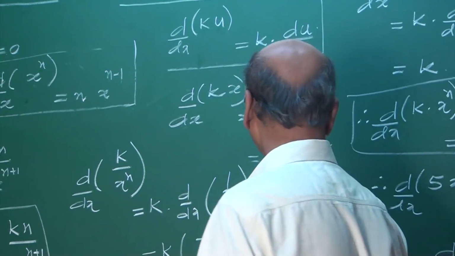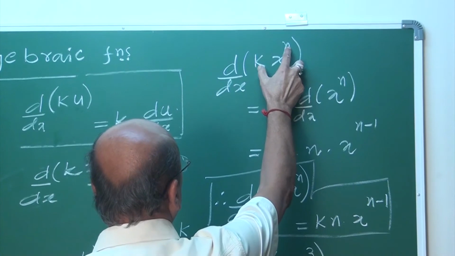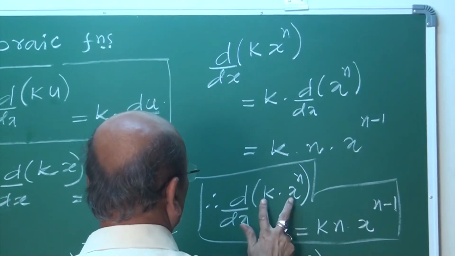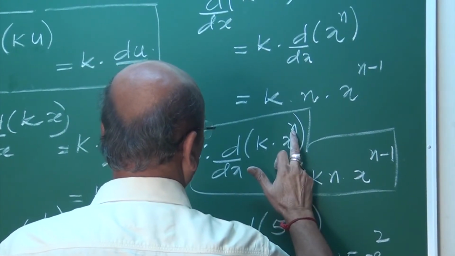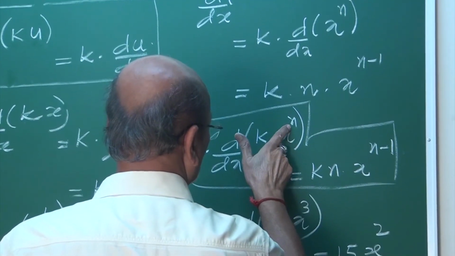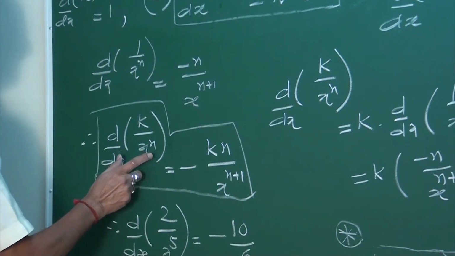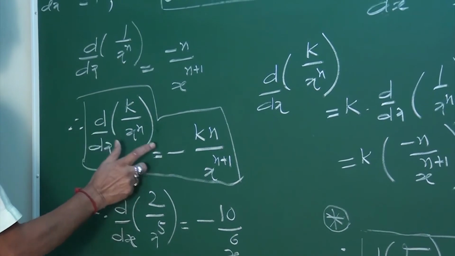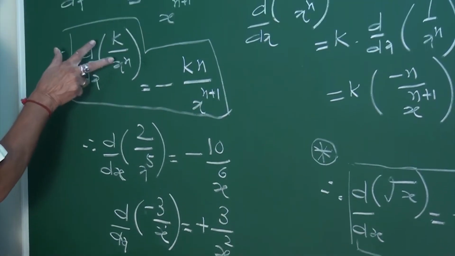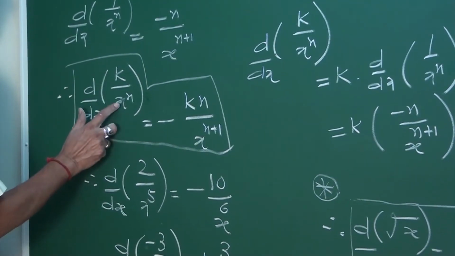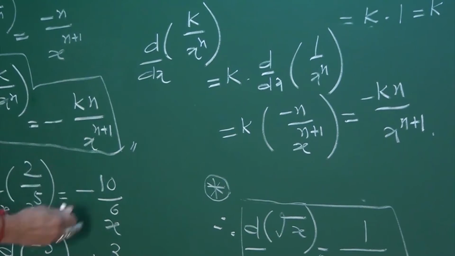Yes, my friends. Next is k into x to the power n. Directly kn into x to the power n minus 1. For the derivative of k into x to the power n, multiply the coefficient by the power, into x to the power one less than the power. Same for k upon x to the power n: there is a sign change, but multiply these two, k into n upon x to the power n plus 1, one more. Verify with some examples.